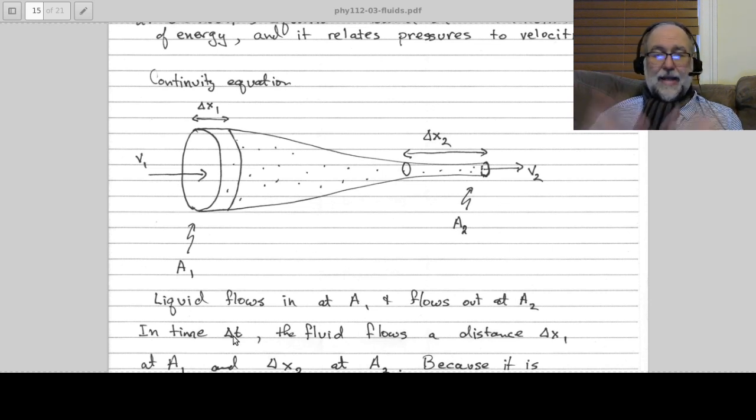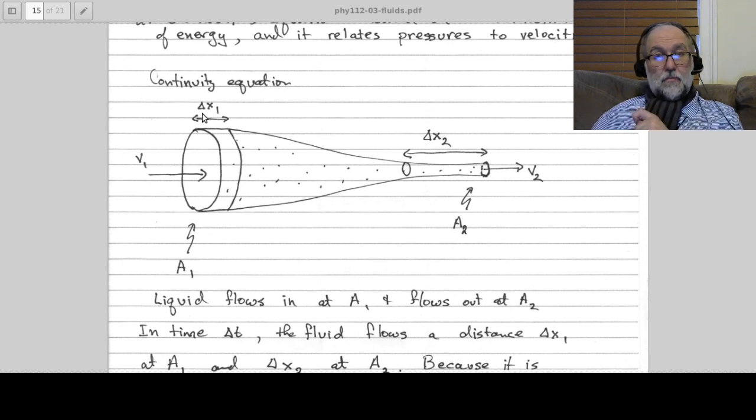A second, half a second, doesn't matter. Imagine the fluid, maybe you've got some food coloring so you can watch it. The food coloring just starts here at the very edge at t equals zero, and a time delta t later, the whole fluid front has traveled the distance delta x1. So in that time delta t, where the cross-sectional area is A1, the fluid has traveled the distance delta x1.